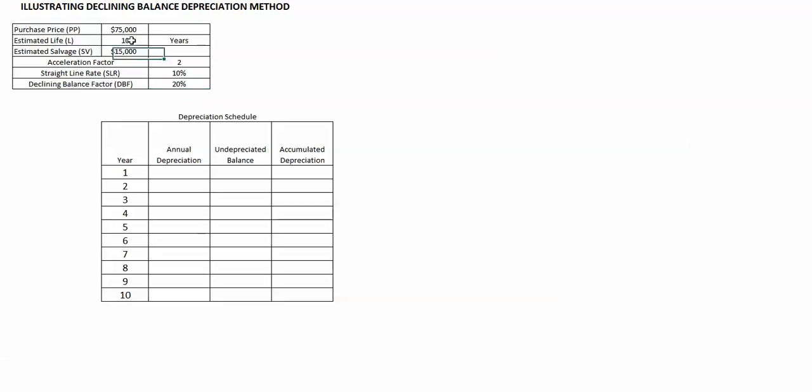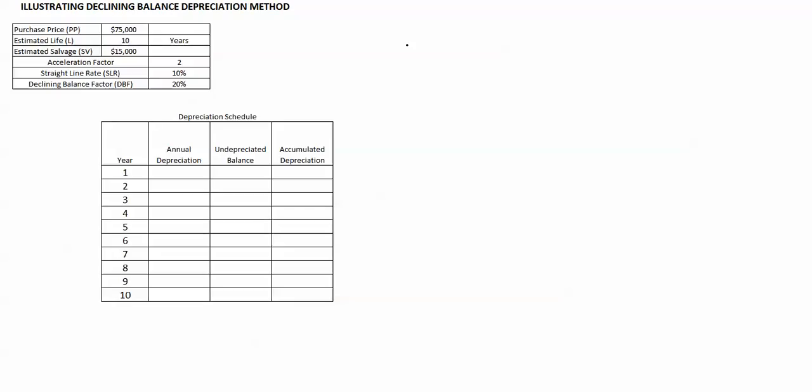Now, let me show you. What if the life of this machine was 5 years? Okay? You see, all of a sudden, 5 years gives you a straight line rate of 20%. 100 divided by 5 is 20. And then when you double that, you'd have a 40%. Okay, let me go back and put this at 10, and let me show you how this works. Okay, now we have the necessary information to complete our depreciation schedule.